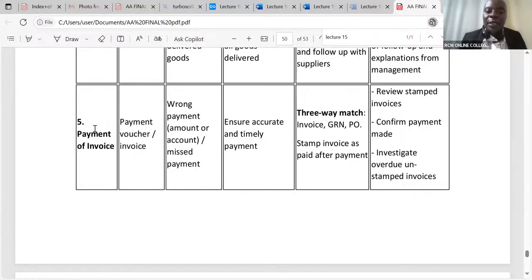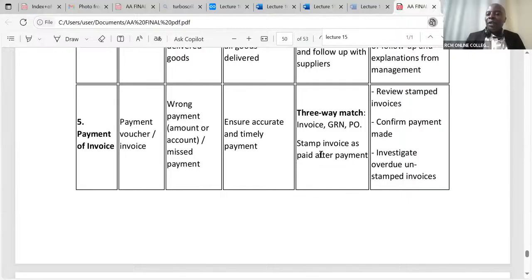And remember, here as an accountant, as a CFO, you shall do a 3-way match. You look at the invoice raised or given to you versus the goods received note versus the purchase order. These are very good control activities, the 3-way match. Ensure that all invoices are stamped as paid. Every time you pay an invoice, it must be stamped paid. After payment, always stamp them.